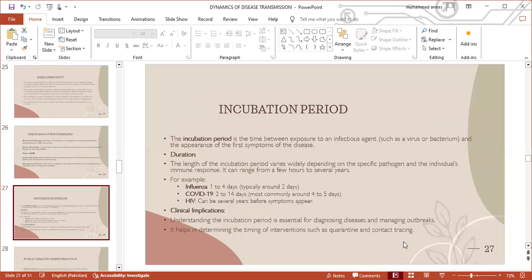Now, moving on to the incubation period, it is the time between exposure to an infectious agent like a virus or bacterium and the appearance of the first symptoms of the disease. Duration: the length of the incubation period varies widely depending on the specific pathogen and the individual's immune response. It can range from a few hours to several years.